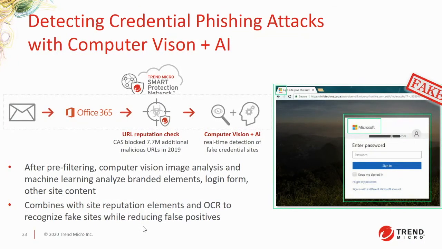On top of that, we depend on computer vision and artificial intelligence, where we can look at how the URL looks. We examine it through our artificial intelligence and OCR capability, so that we can check all the components of the site, the logo, and the images inside that URL, in order to make sure that this page is really a legitimate one or a fake one. So with computer vision and artificial intelligence, we can detect fake credential sites.